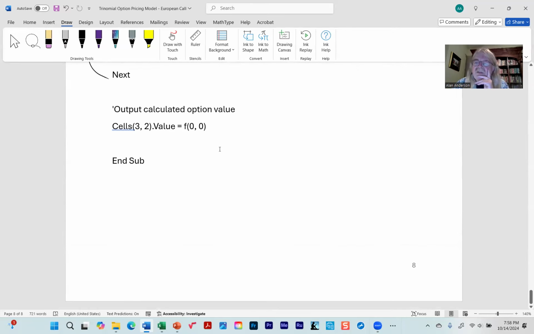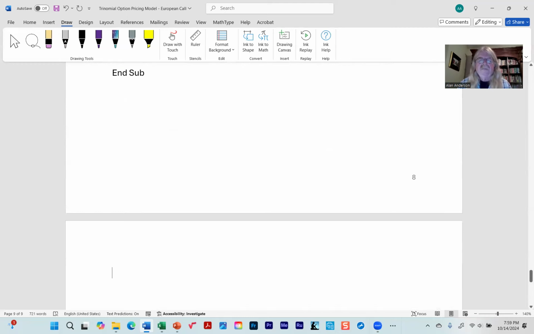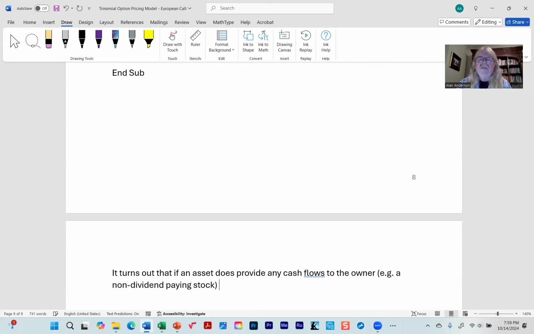Now, it turns out, maybe we'll get back to this later on, but there's an interesting result in option pricing theory that I just want to mention right now while we're talking about this. I think we may have actually touched on this in one of our earlier sets of slides: if an asset does not provide any cash flows to the owner, like for example a non-dividend stock, it can be shown that an American call will never be exercised early.